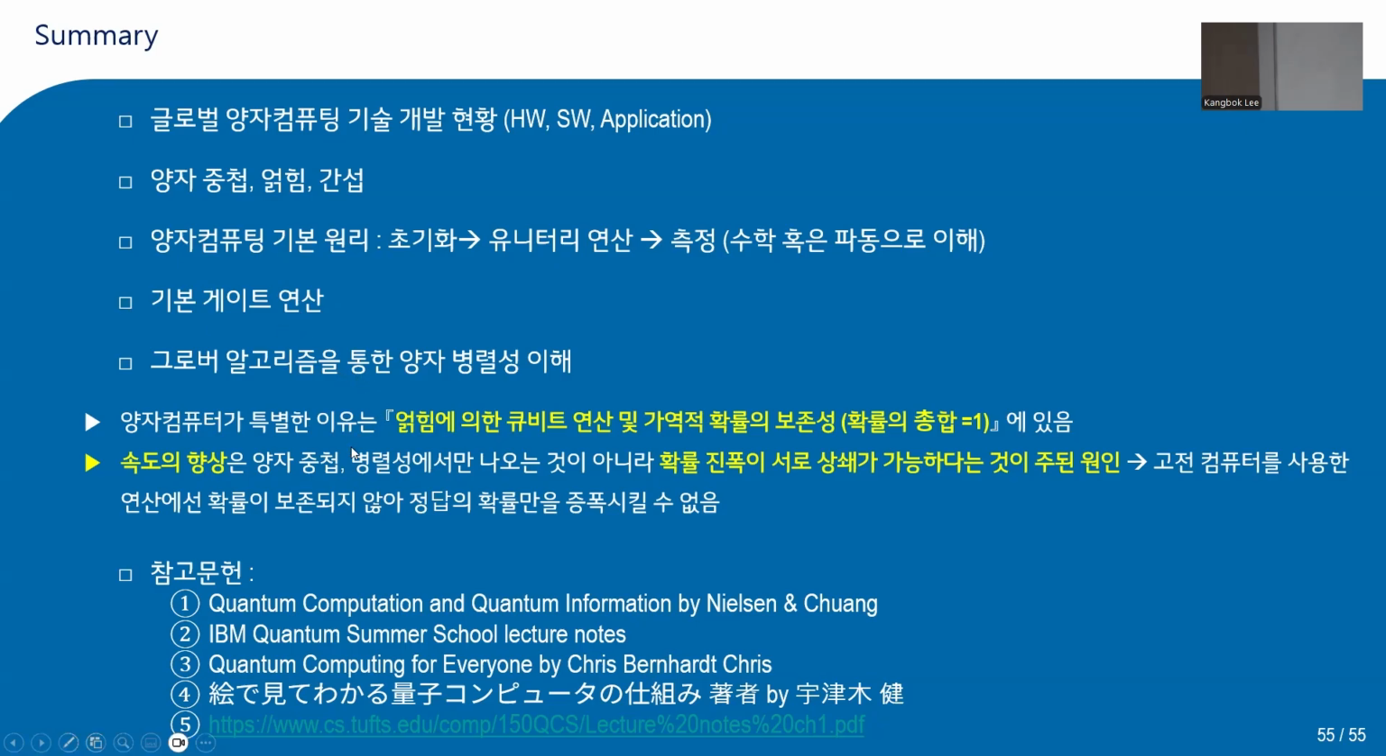And if you are a physics student, you have to read this book. Also, every summer there is a quantum summer school by IBM. You have to register. I strongly recommend it. Also, this one is the right book for beginners. So please read this book.